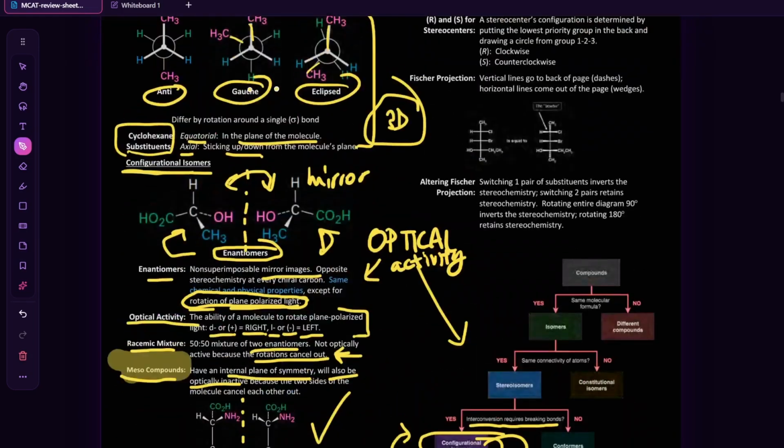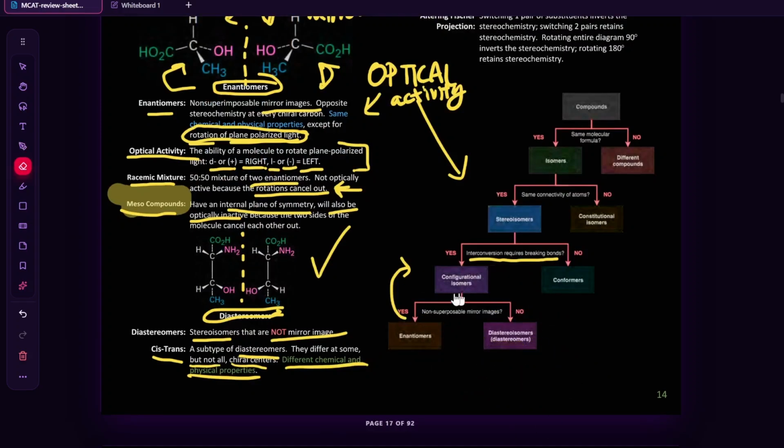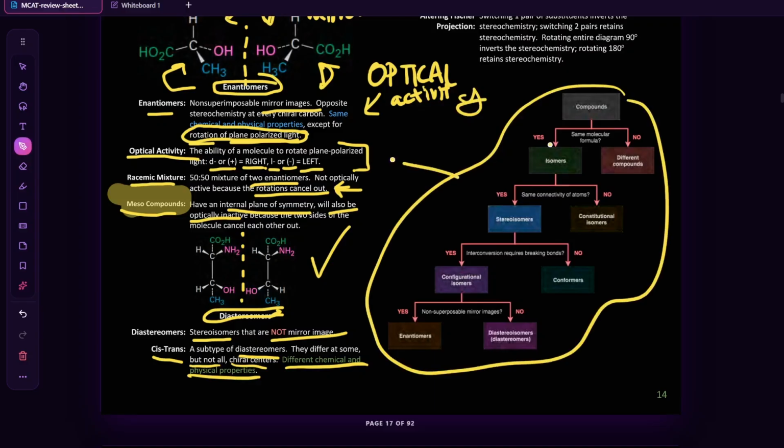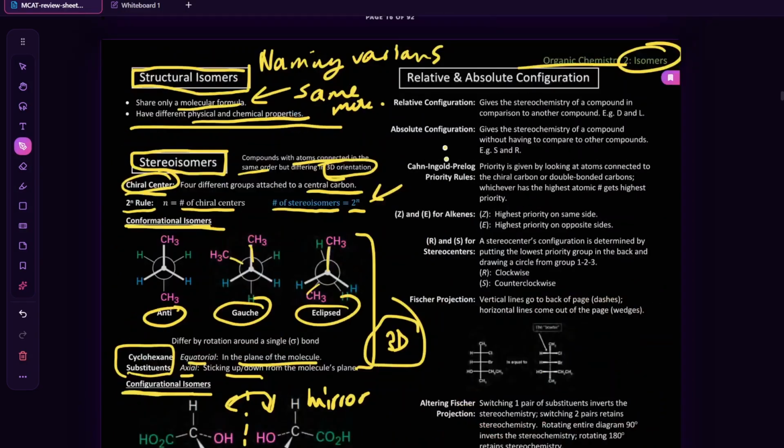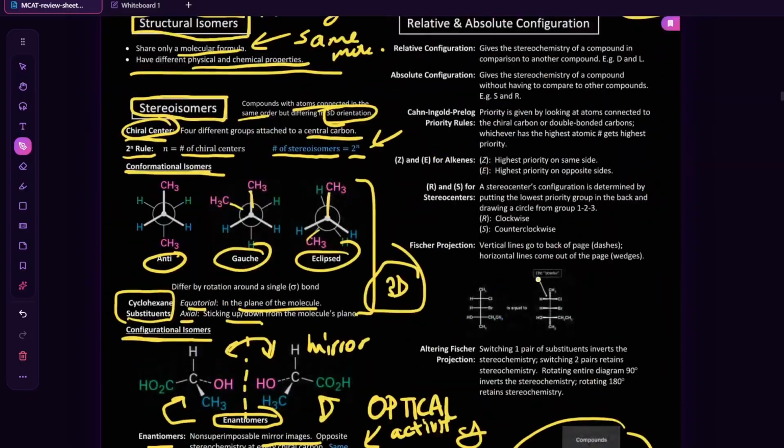Okay, now that you know all of this, you might want to practice drawing out this flow chart a few different times, and then listing out what you know based on the properties over here. Or do this after we finish relative and absolute configuration. That's fine too.